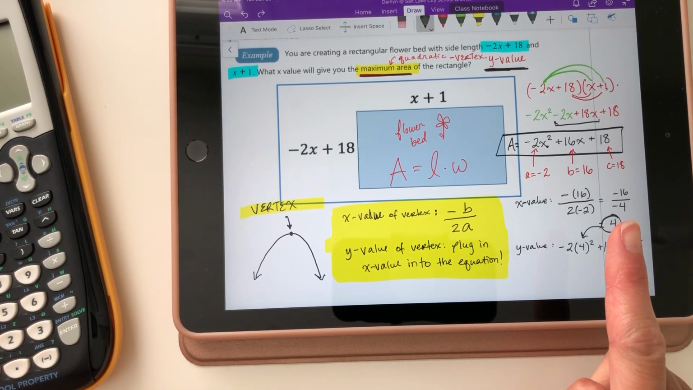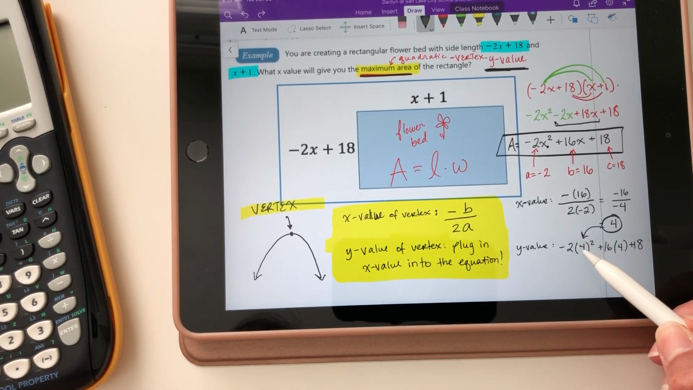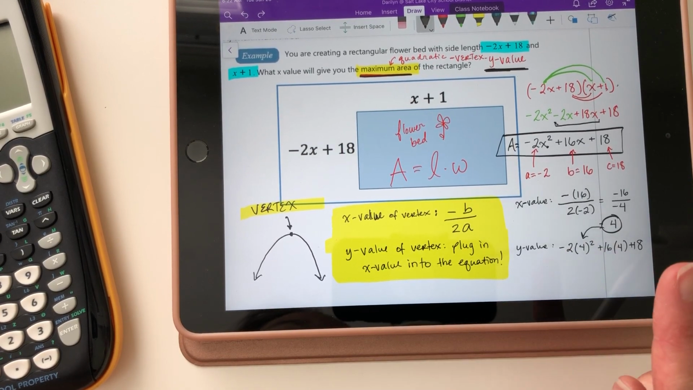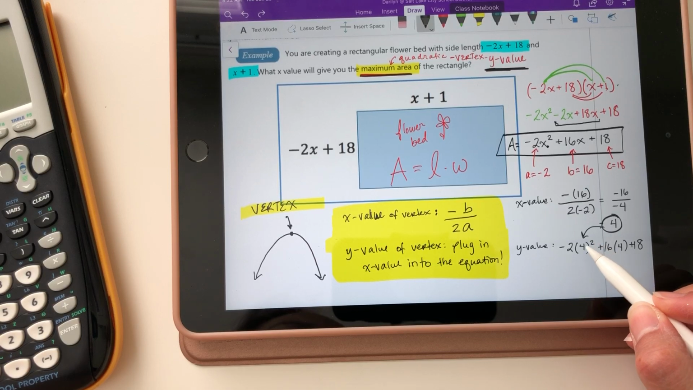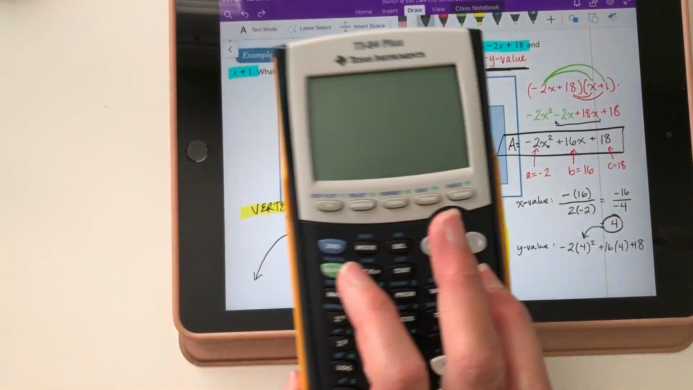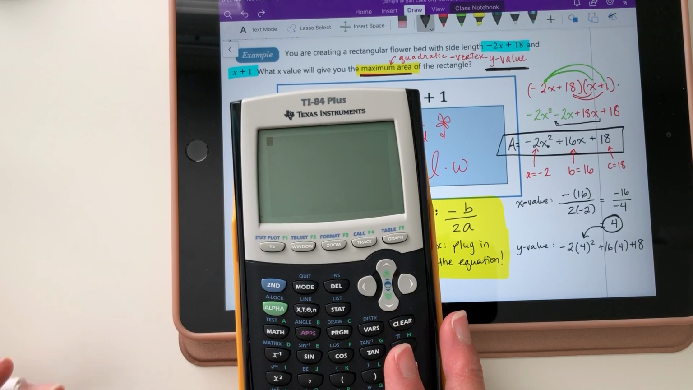If you solve this by hand, you guys, you have to remember order of operations. You have to do this 4 squared first. It's not negative 2 times 4 and then squared. No. Exponents first, 4 squared first, and then that answer times negative 2. Or if you use your handy dandy graphing calculator, then it'll do it for you.